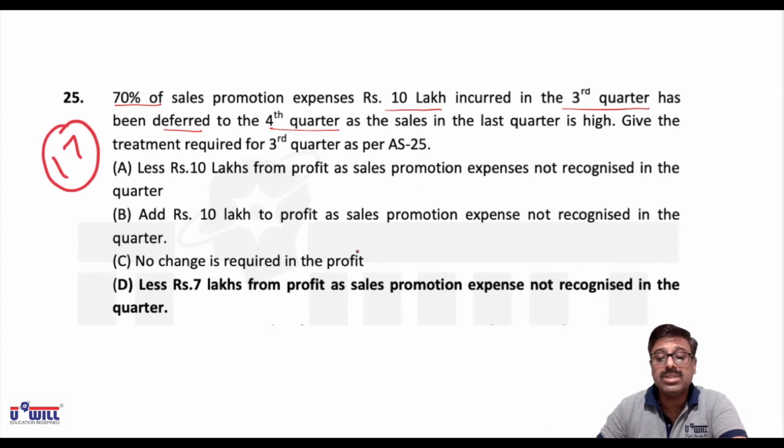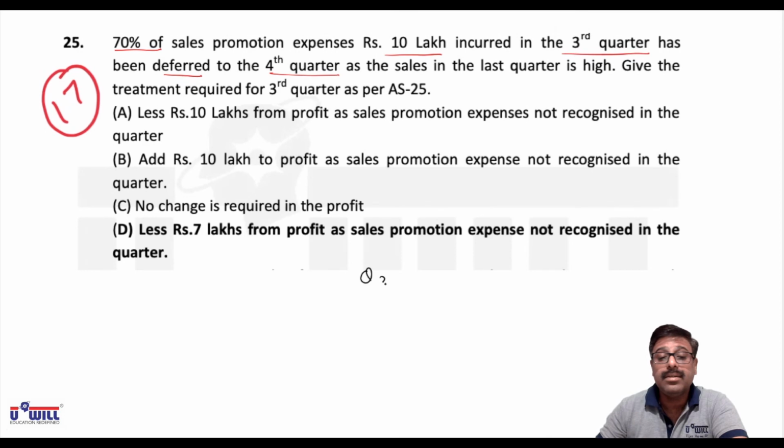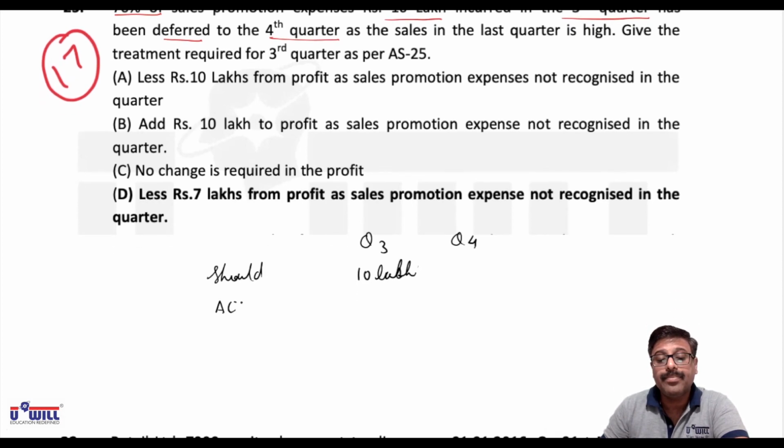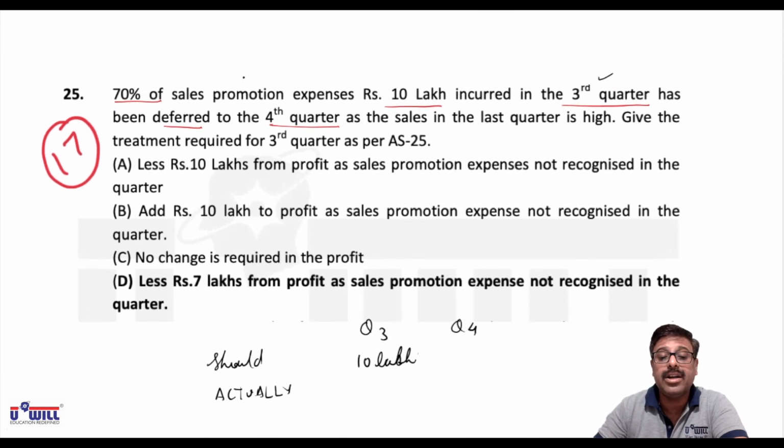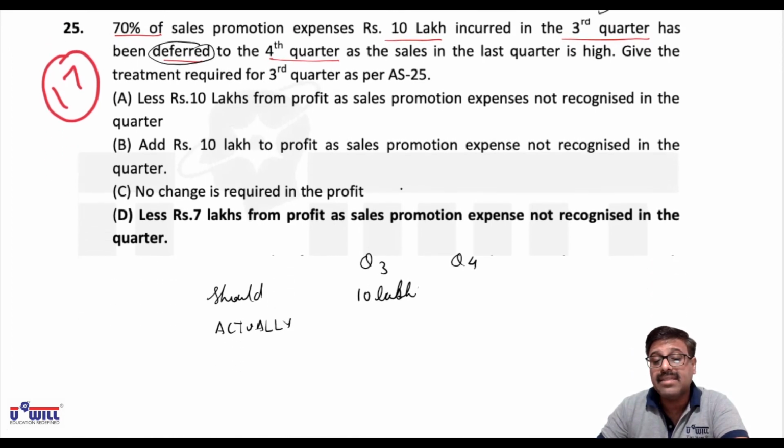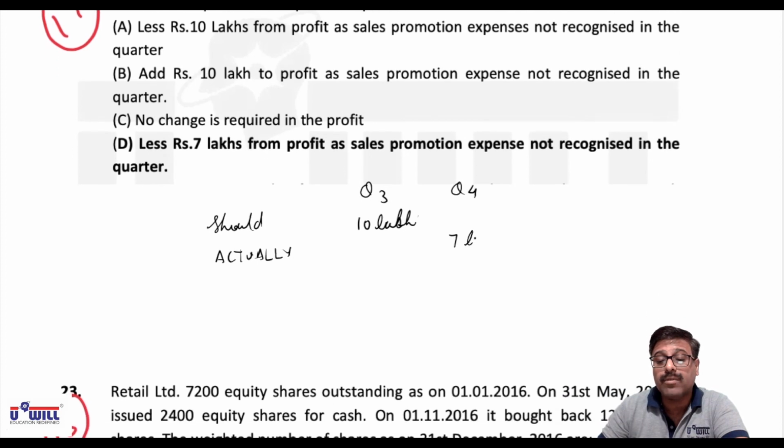Now, if you see only quarter 3 and 4 over here, then out of 100, what should have been done is that all 10 lakhs should have been taken in quarter 3, because all sales promotion expense is incurred in third quarter. But what is actually done, 70% is deferred to quarter 4, means 70% of 10 lakhs, 7 lakhs we have taken in quarter 4 and only 3 lakhs we have taken in quarter 3. So here if you take a further 7 lakhs of expense, the profits will decrease. Here if you remove 7 lakhs of expense, the profits will increase.